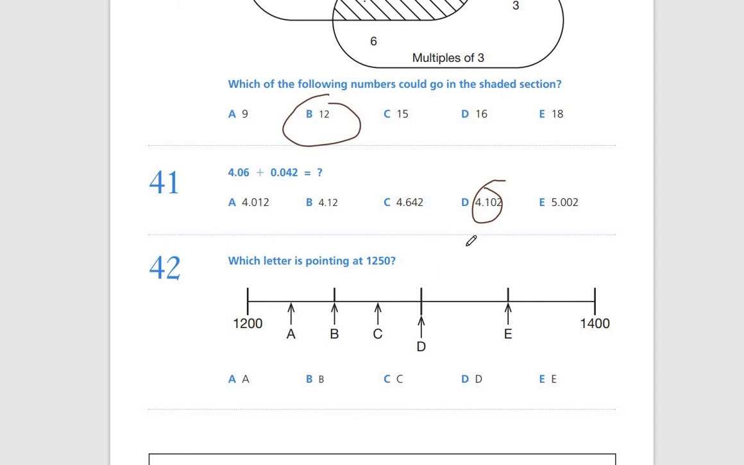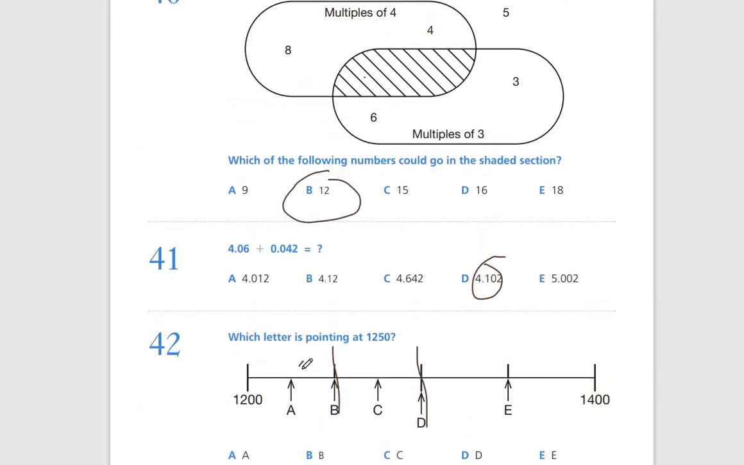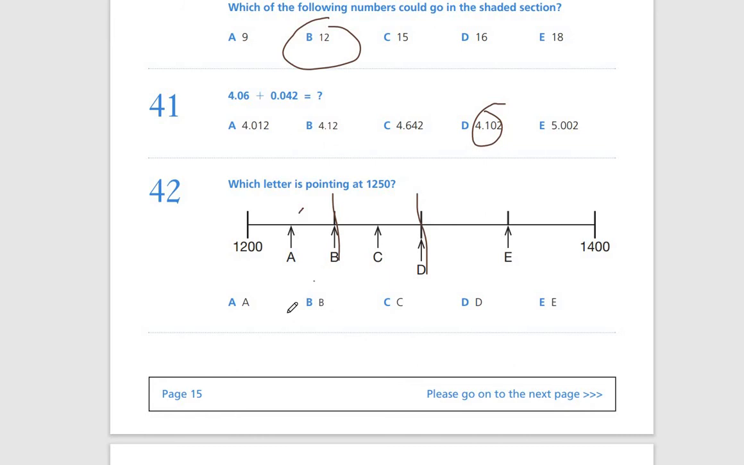Yes. Now 42. Which letter is pointing at 1,250? Well, we know that 1,200 and 1,400, and between them will be 1,300. So it can't be D. And then between 1,200 and 1,300, half of it will be 1,250, which is here. And that means the answer is B.